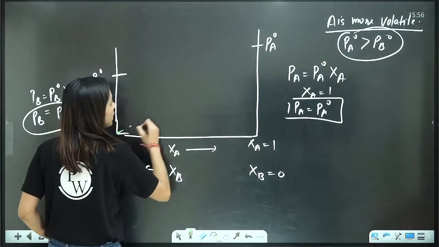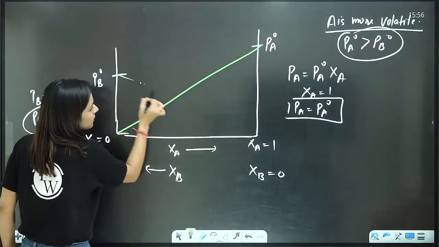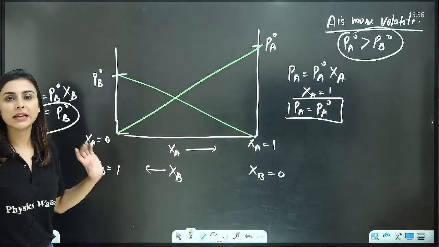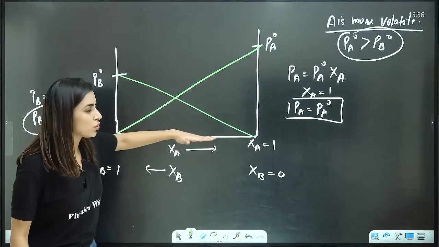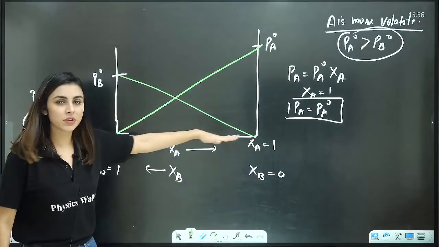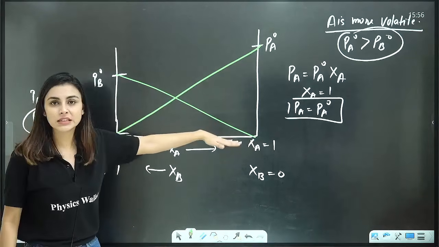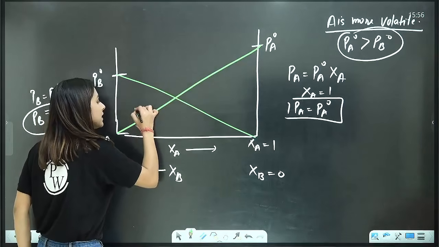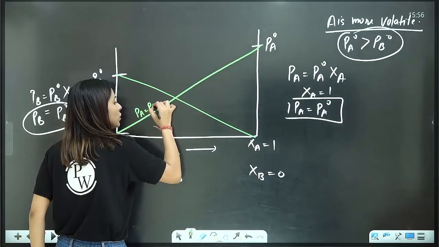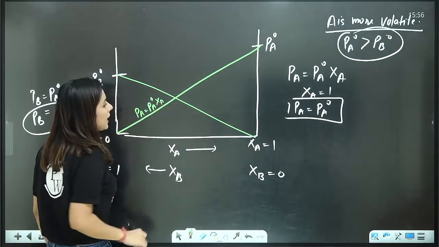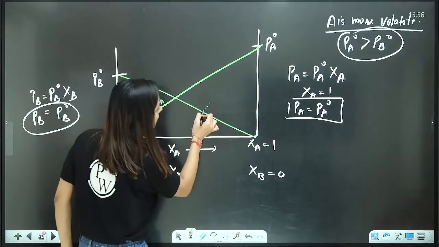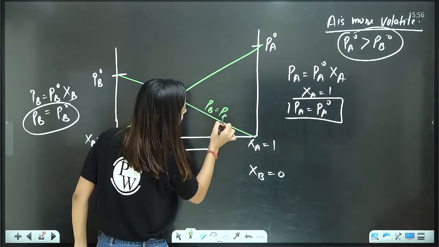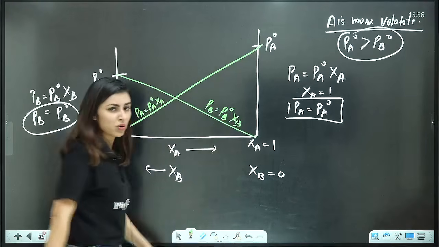Just show through this line. As the mole fraction of A is increasing, as we go from here to here, the vapor pressure of A is increasing. Okay? So we can say that this is the representation of PA is equal to PA naught XA. And this is the representation of PB is equal to PB naught XB. I hope you understand this.